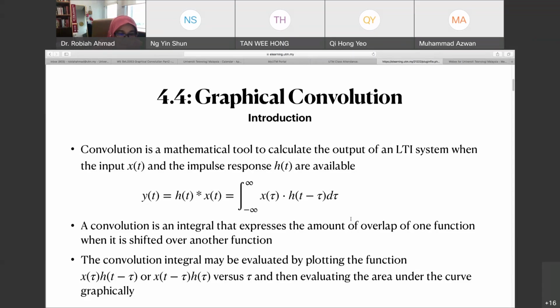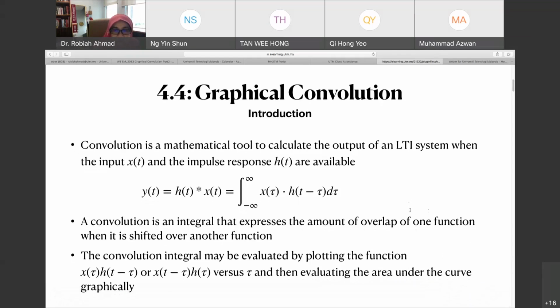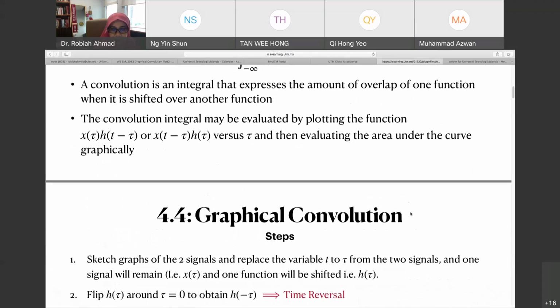So the convolution integral may be evaluated by plotting the function x(tau) times h(t minus tau), or the other way around. So we reverse and shift the other signal, in this case x(t minus tau), and then multiply it with h(tau) versus tau, and then evaluate the area under the curve. Graphically, today we will try to understand the concept of this by replacing one with another, and then we will look into the exercises.